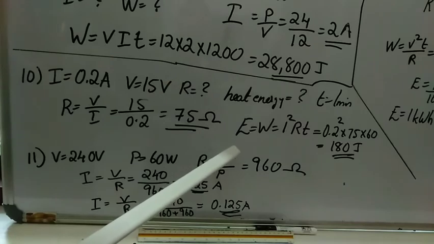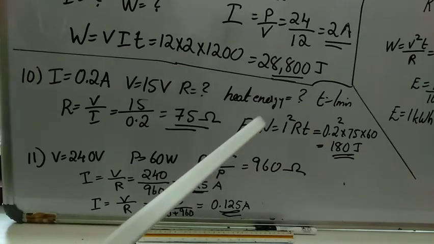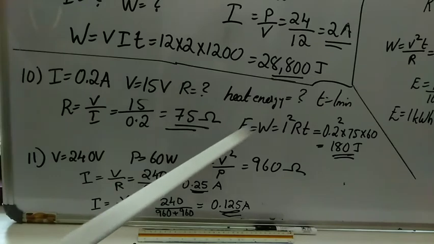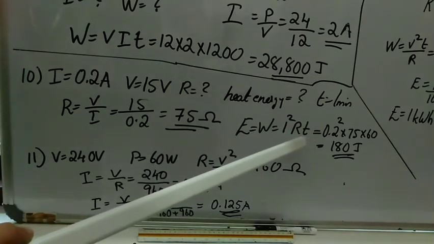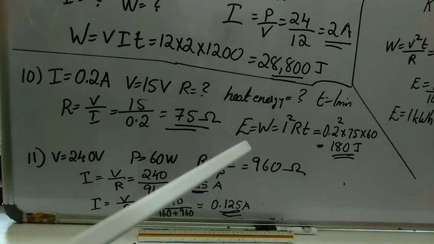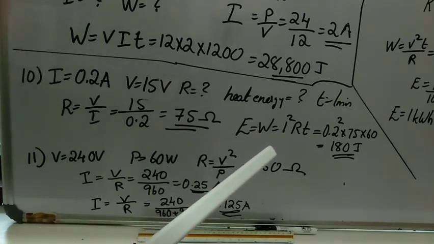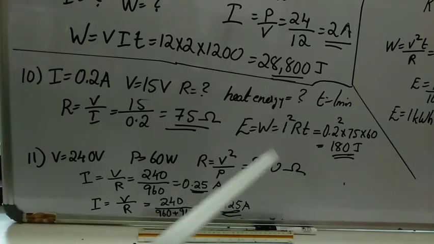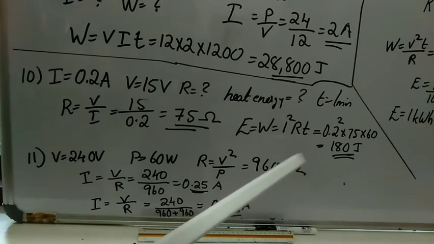15 by 0.2 will get 75 ohm. Second one is energy consumed, sorry, heat energy produced. Heat energy according to Joule's law is I square R T. So 0.2 square into resistance 75 into time. 1 minute is 60 seconds, so we have to convert it. These all are in SI unit. If you are asked to find the electrical energy, then you don't have to convert the unit, let it be in hour. Rest all things you have to convert time into second. So we will get the answer 180 joule.